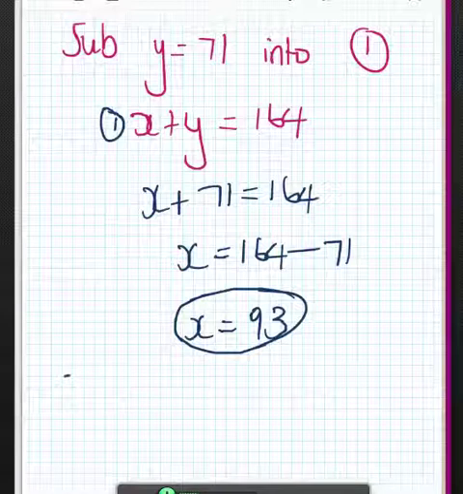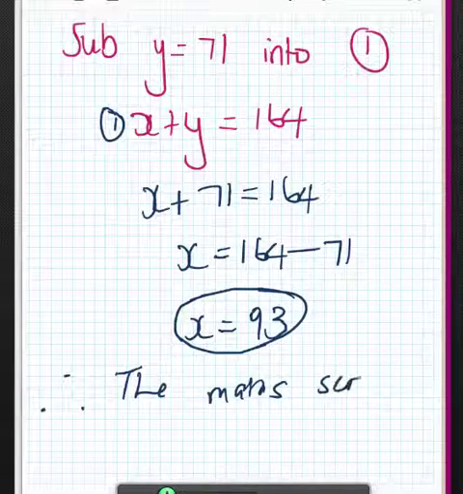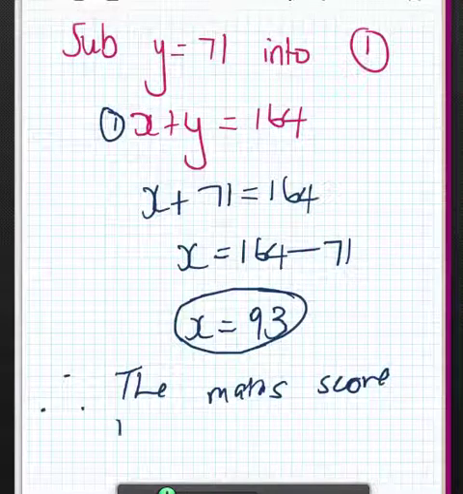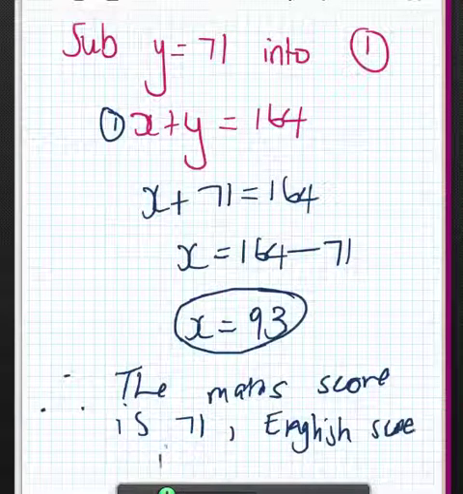So with worded problems, you must write a statement to state what you have found. So therefore, you just say the maths test, or maths score, is y equals 71, and English score is 93. Okay, and you can do a check.